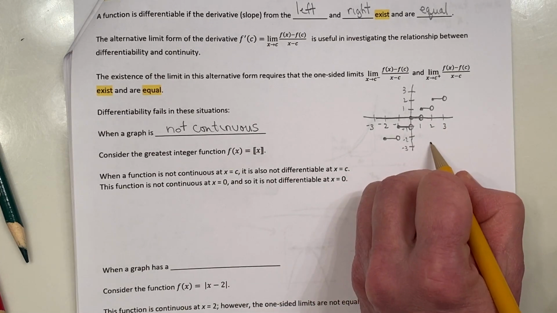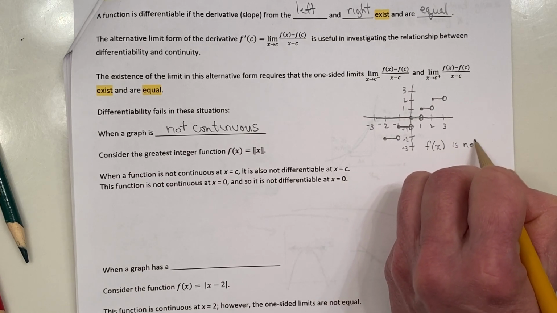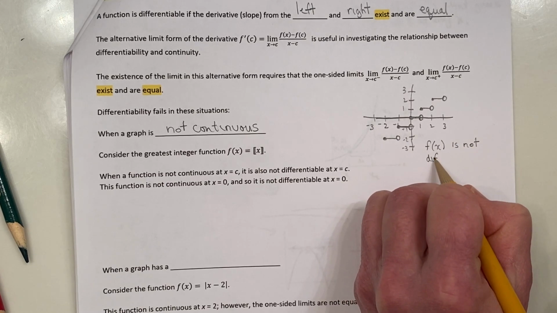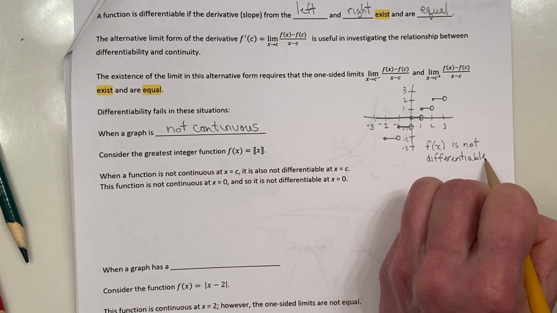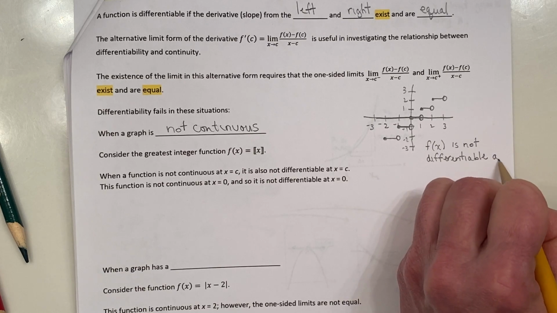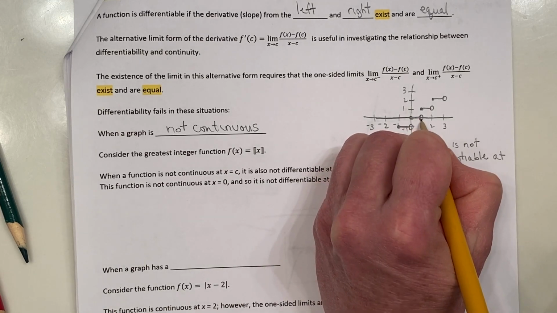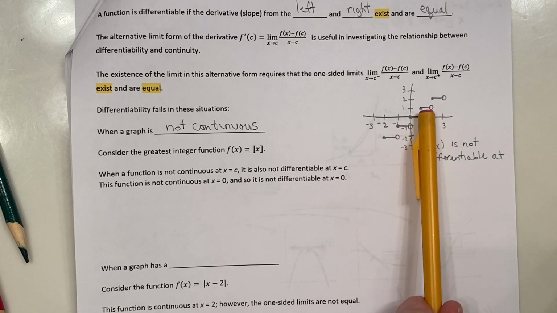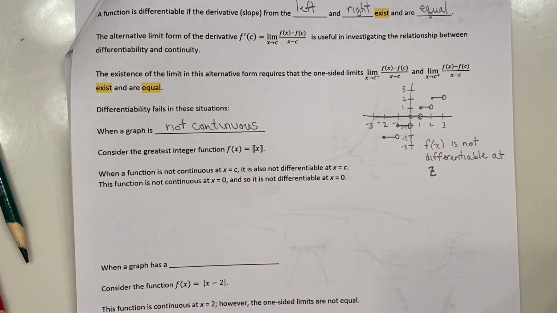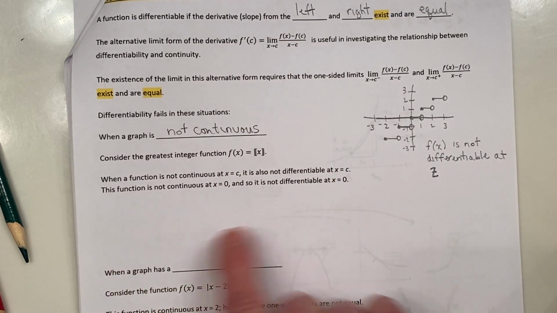So we would say that f of x, this function, is not differentiable where it's not continuous. So it's not differentiable at, and we'll call the set of integers Z. Every time you hit an integer, you have to jump. There's a break. So the slope from the left and the slope from the right, if we use the alternative limit form, that's what this space is for.